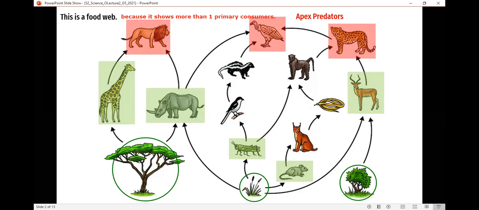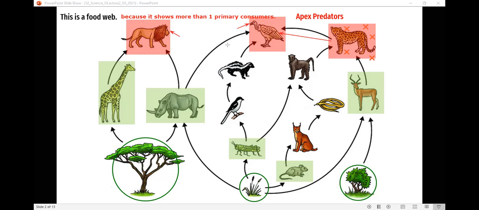The lion, the vulture, and the leopard, are they all apex predators? Yes or no? What is my mistake? No. Miss, the leopard is eaten by the eagle. So this is my mistake. This is not an apex predator since it's eaten by another organism. So in this food web, we have two apex predators, which are not eaten by any other organism.